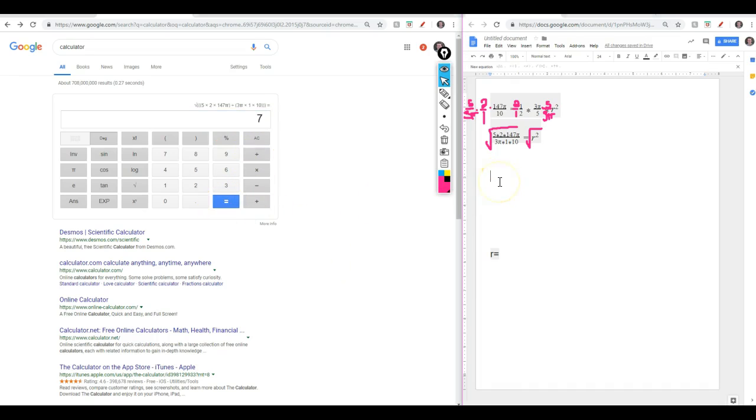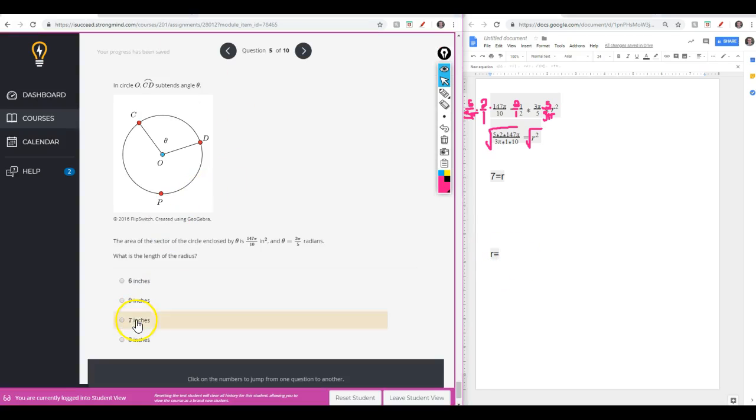So this comes out to be 7. That's going to equal, well, the square root of r squared is r, so we achieved our goal. So this is going to be 7 inches.